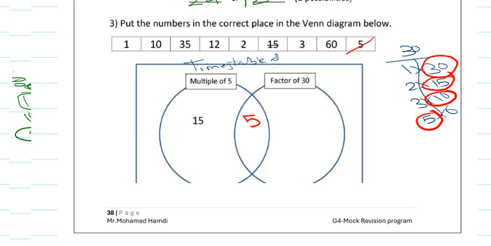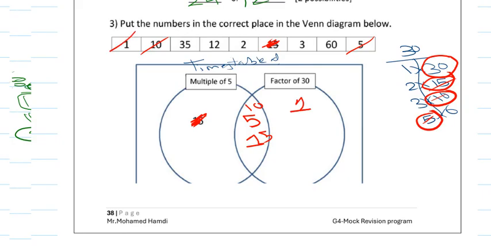And 15. This is wrong, it must be written here because 15 is a factor of 30. And do we have 10? Yes, 10 is here in the common area. 30 is not found. Let's check 1. 1 is a factor of 30 only, right here.